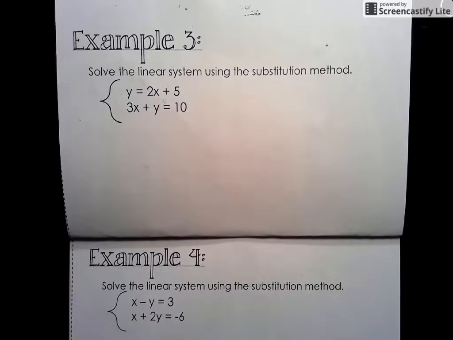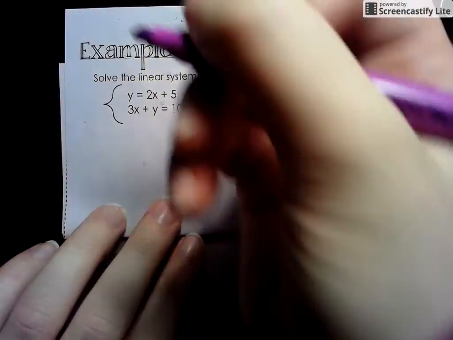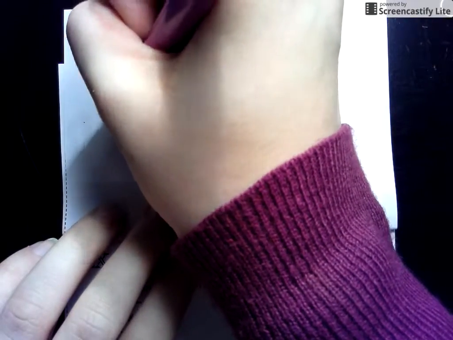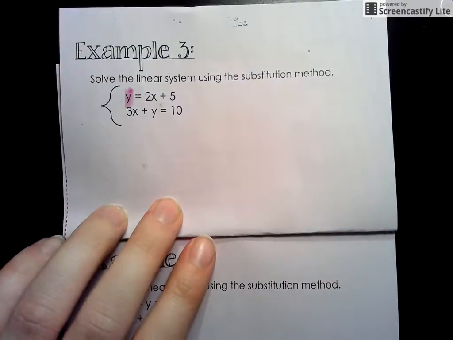So this video is going to be on solving linear systems using the substitution method. And how you're going to do that is the first question you have to ask is, is one of the equations set equal to one of the variables? That means is one of the equations like y equals a value or x equals a value, and it's isolated. That variable is isolated. So in this case, we see that y is by itself. So we have one of the equations has the variable by itself.